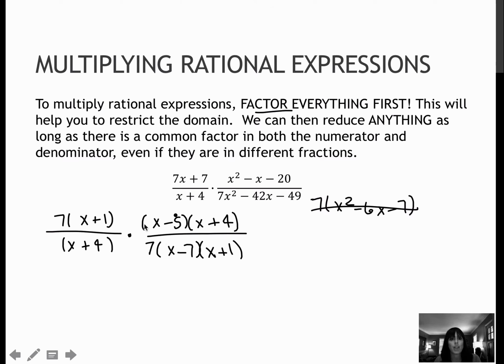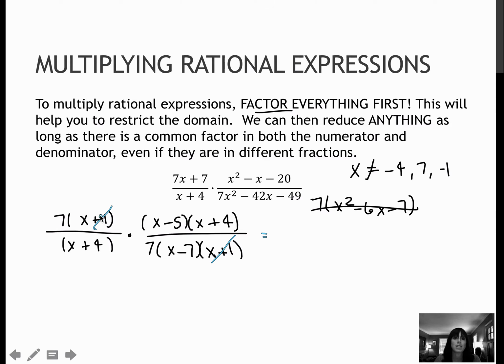So now that I have everything factored, now I'm going to restrict my domain. So I'm going to say that x cannot be negative 4, positive 7, or negative 1, because that would make my denominator 0. And then I would reduce anything I can. So I have x plus 1, x plus 1.